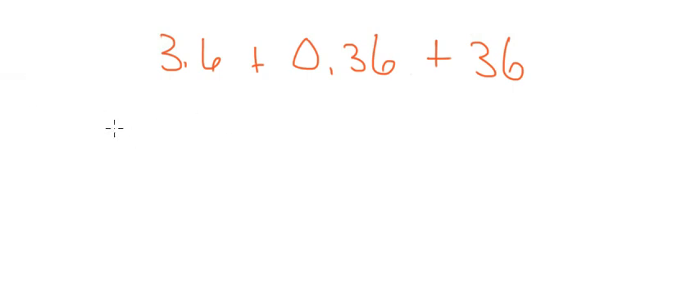All right, I'm going to show you how we do this, guys. We're going to take our 3.6 and put it in a column. Take our 0.36, keep our decimals lined up, and then we have 36. 36, you would agree, is the same thing as saying 36 point, right? You understand that? So now look at what I want to do. All these empty spaces that I have, I want to fill them up with zeros.